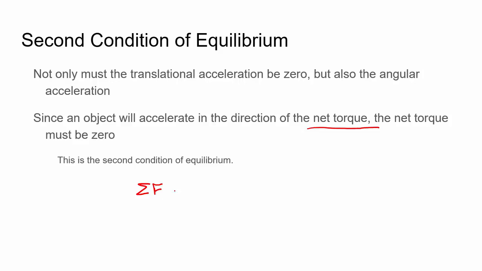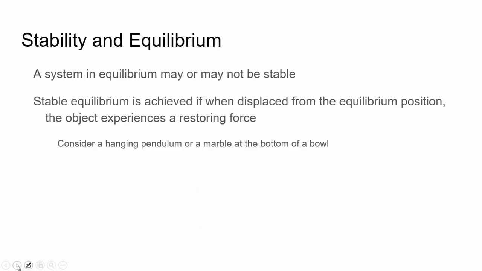So the conditions for equilibrium: net force equals zero, net torque equals zero. If those two things are met, then our system is in equilibrium. And if it's at rest, then it's in static equilibrium. If it's in motion, it's in dynamic equilibrium. We're going to consider mostly things in static equilibrium. At rest, net force zero, net torque zero. No acceleration, no angular acceleration.